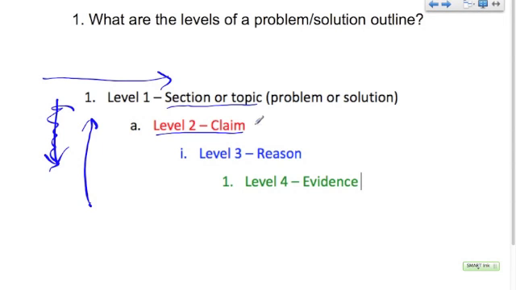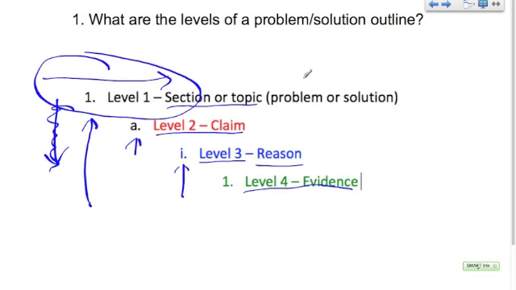Level 2 are going to be your claims about that section or topic, and those are going to come directly from your thesis, and I'll talk about that in just a moment. Level 3 are what we're going to call reasons. I'll explain the purpose of that in just a moment. For right now, just know that when I talk about reasons, I'm talking about the third level of your outline. Level 4 is your evidence. This is the stuff that comes directly from your research. So these are the 4 levels of your outline, once again, working from left to right.